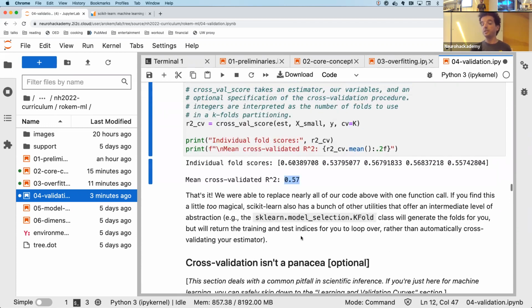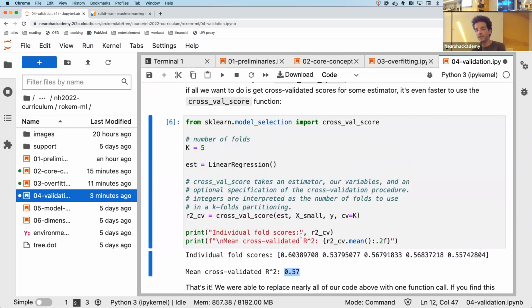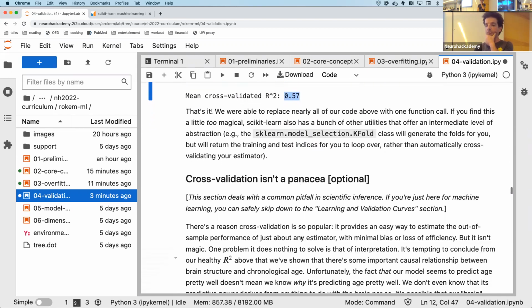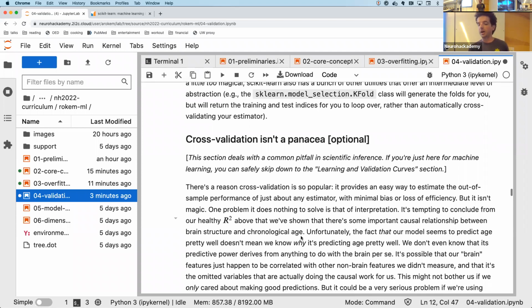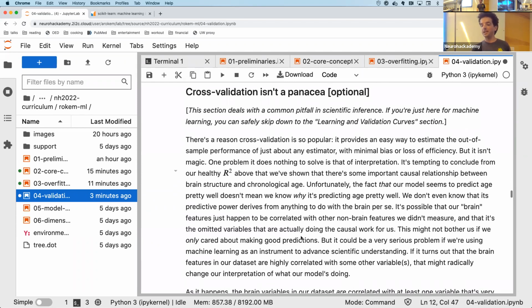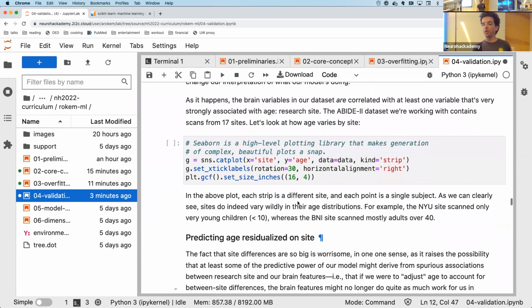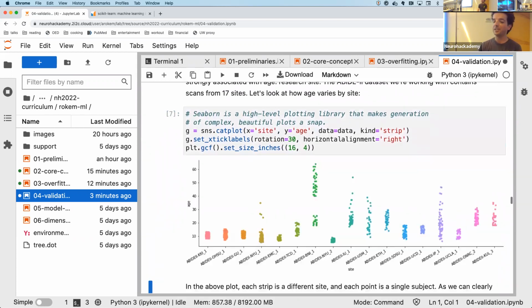Cross-validation is really powerful and useful, and is a standard procedure that we do in machine learning. And really at this point, I think I've finally gotten to the core of this entire tutorial. I will emphasize here that it's not a panacea. This is a little bit optional, but I'll just point this out.